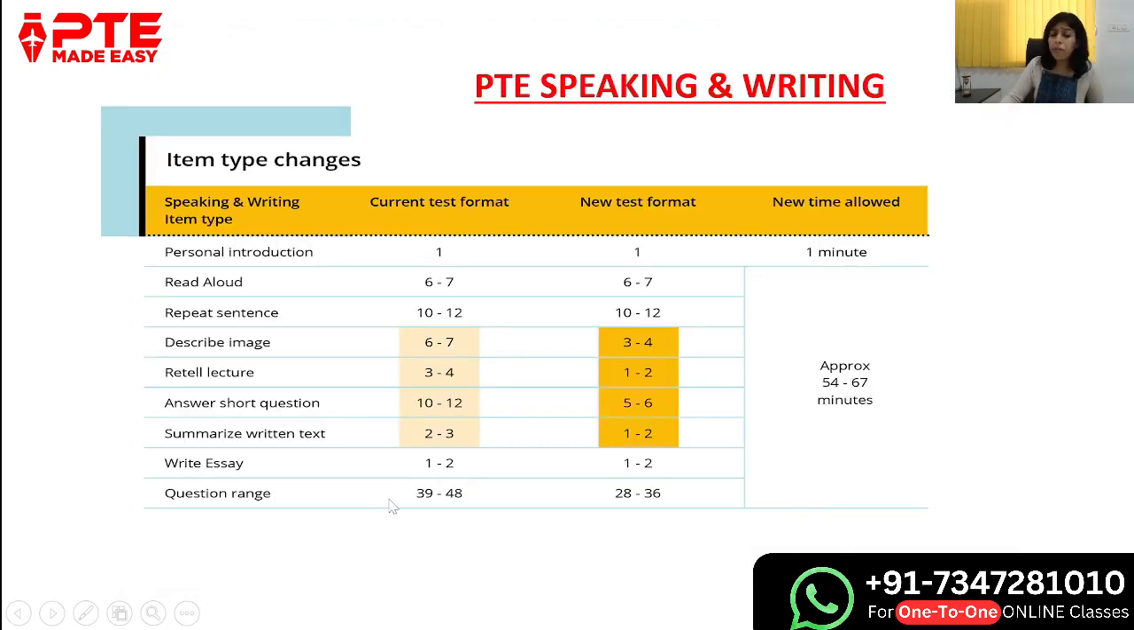Now, every single module contributes 90 marks, so you get the score out of 90. Now, when we talk about the test format, firstly, the introduction part. One minute introduction. Then read aloud 6 to 7 questions. Repeat sentence 10 to 12 questions. Describe image 3 to 4 questions.